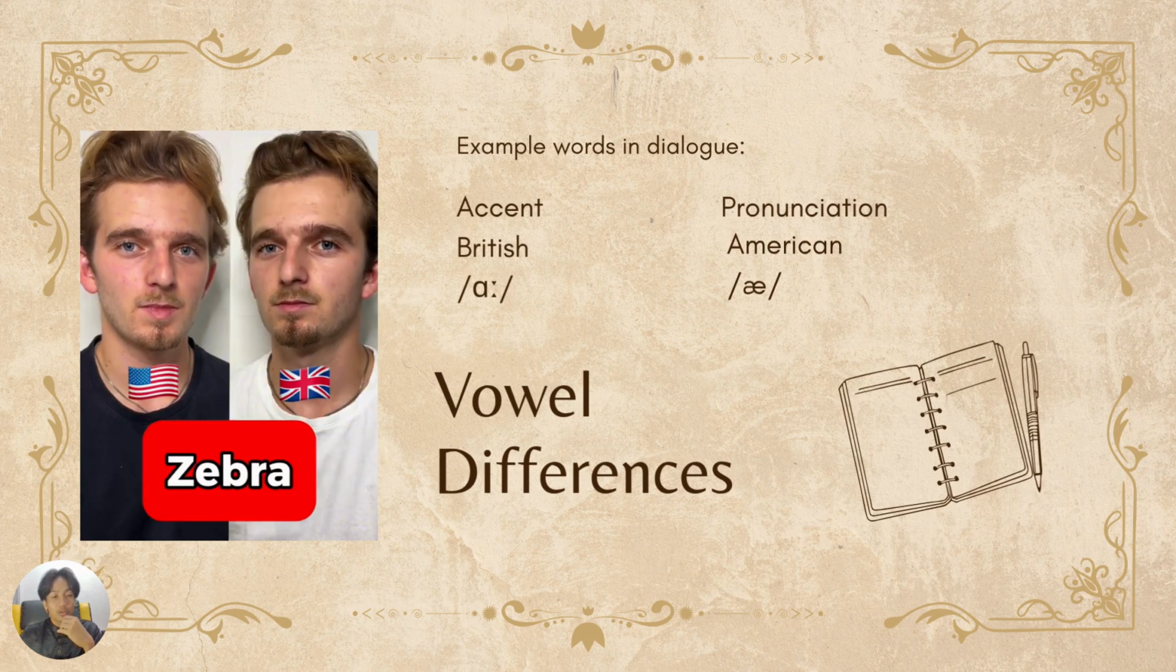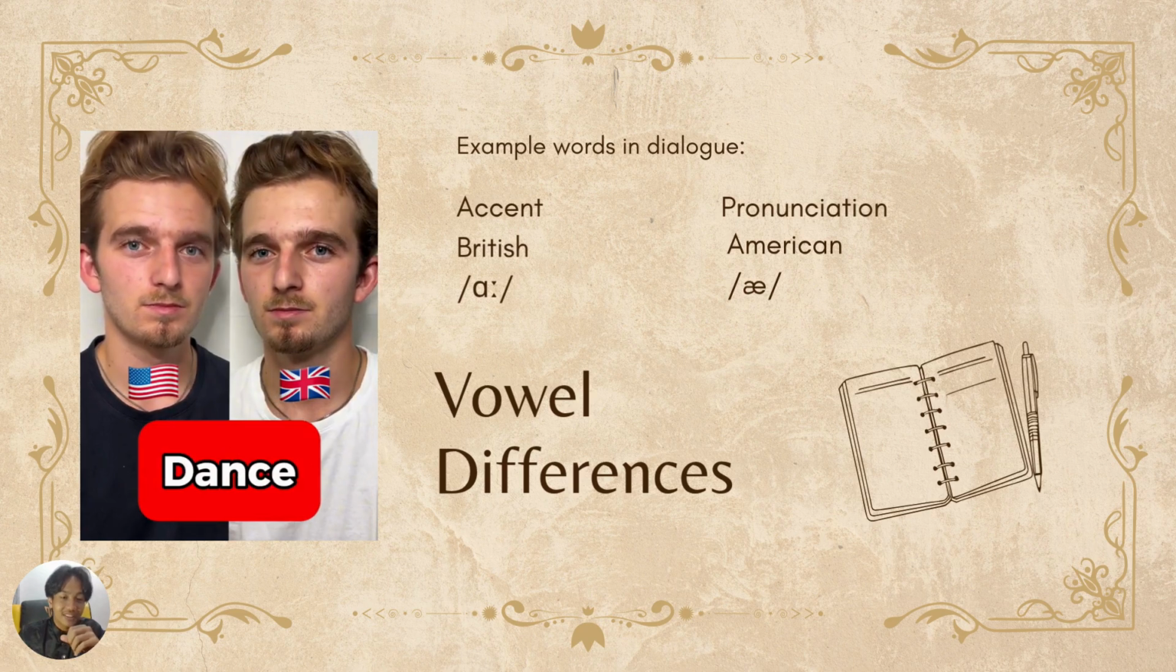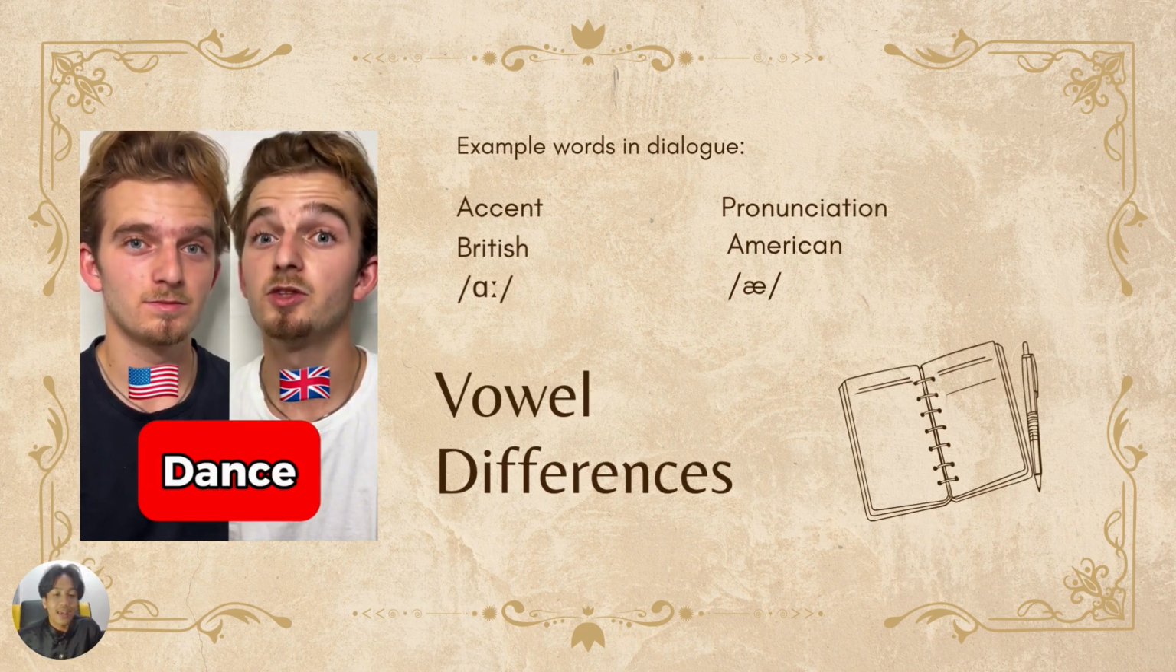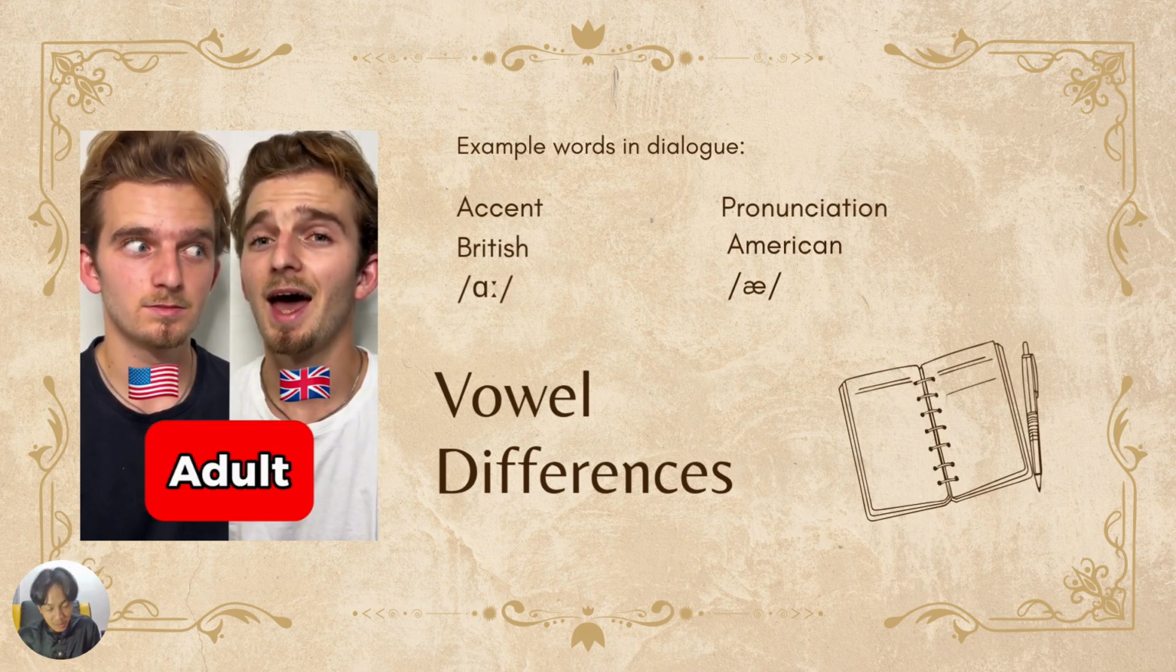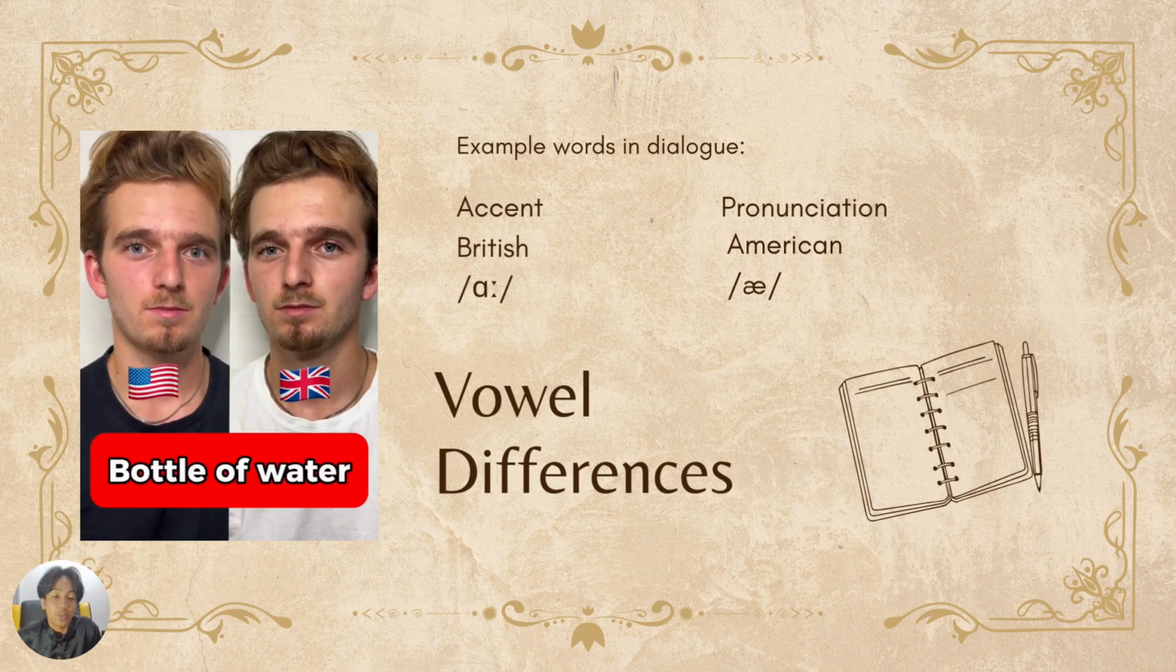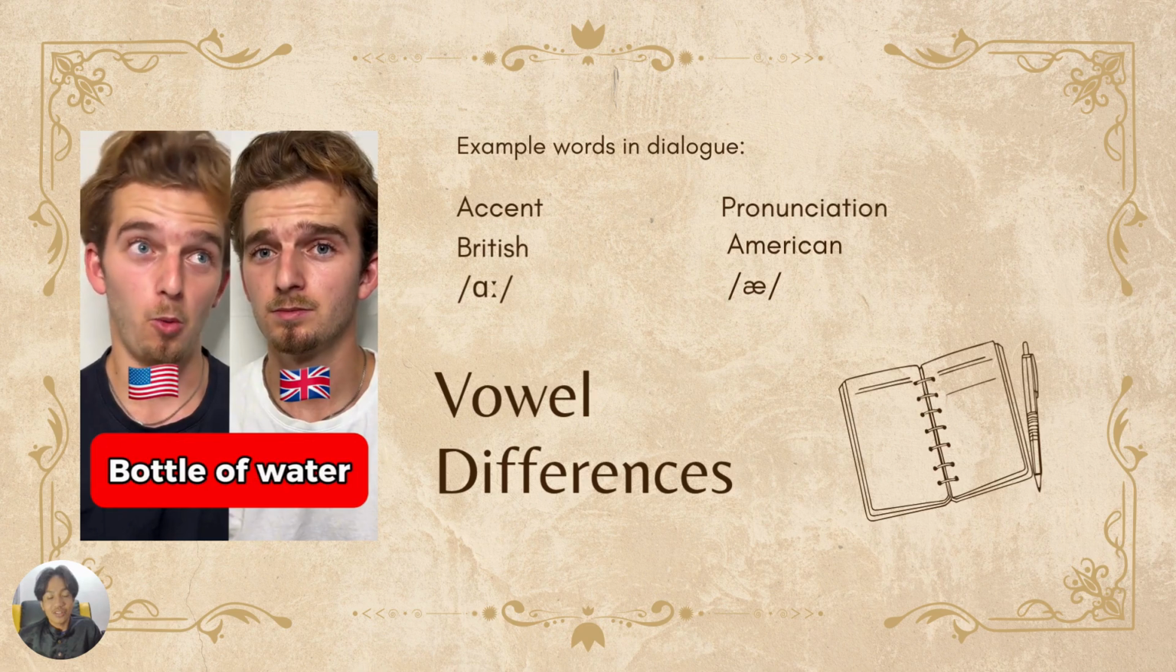The American person said tomato, and the British person said tomato. The letter A in American English is pronounced as a, tomato, and the letter A in the British accent is pronounced as a, tomato. This shows the key differences in vowel difference, British accent and American accent.